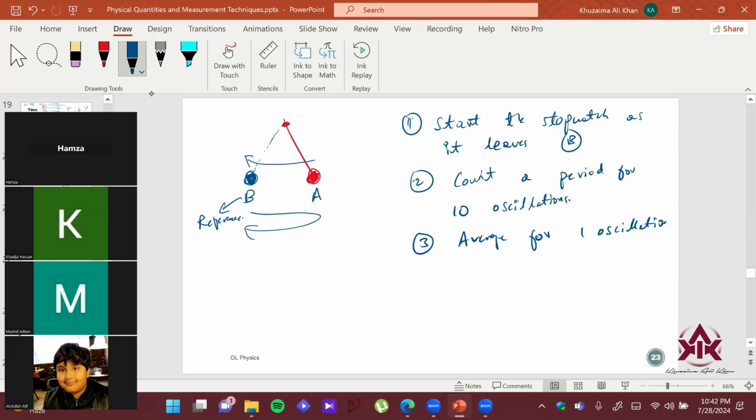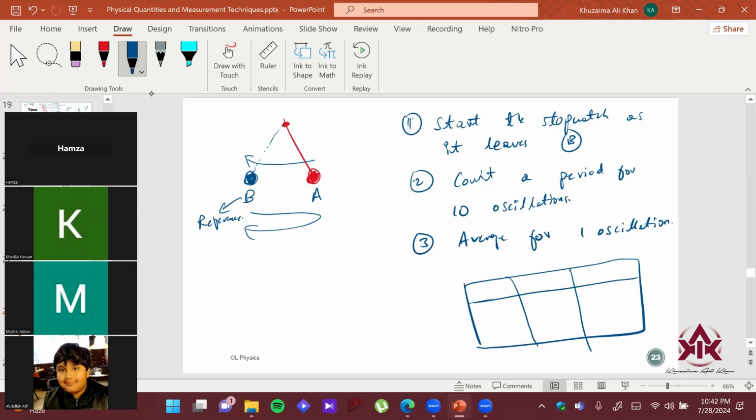Okay. So what will you do sitting there? You can make a table over here. That is basically the experiment number, S number. You can just take, let's say, 3 readings. This is the period for 10 oscillations, and this is the average period for one oscillation.